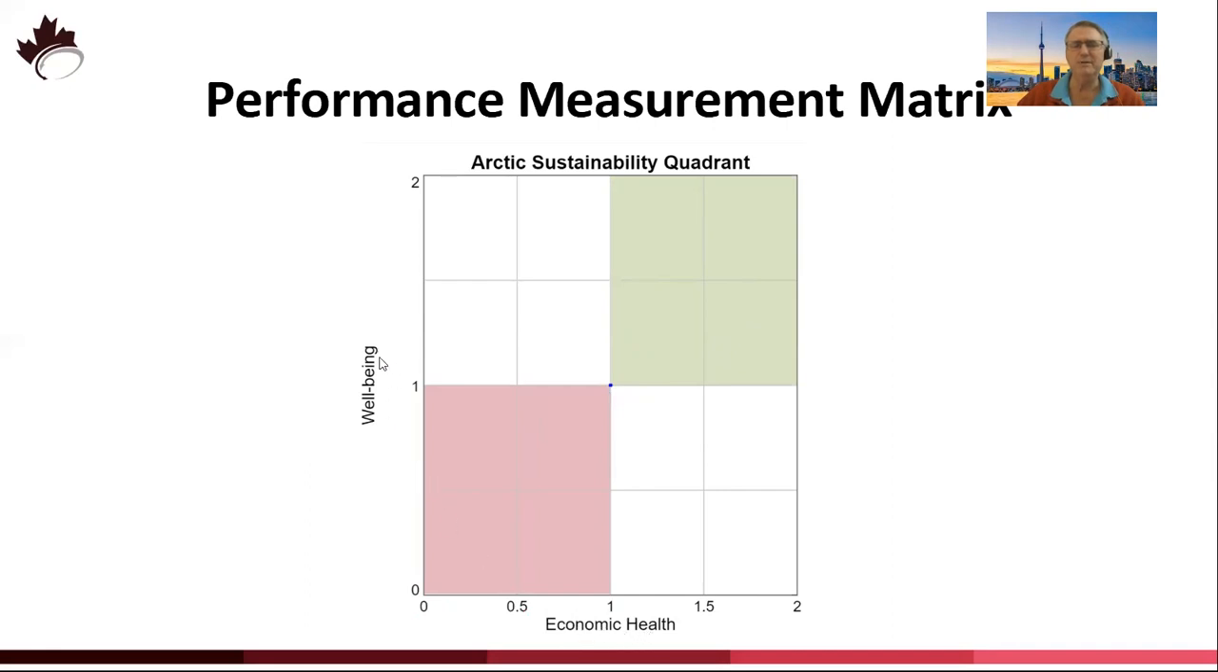and improved environmental well-being. And then we want to avoid this quadrant over here, which is reduced economic health and reduced environmental well-being. And then we have these other trade-off quadrants, which involve, in the upper left-hand corner, improved environmental well-being, but reduced economic health. And in the lower right-hand quadrant, we have improved economic health, but reduced environmental well-being.